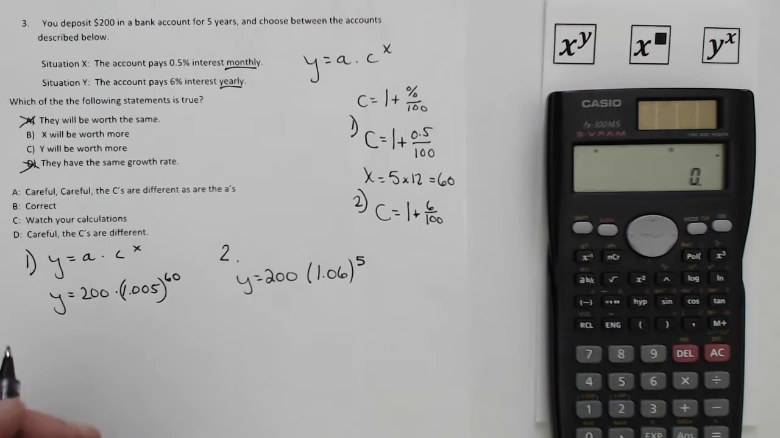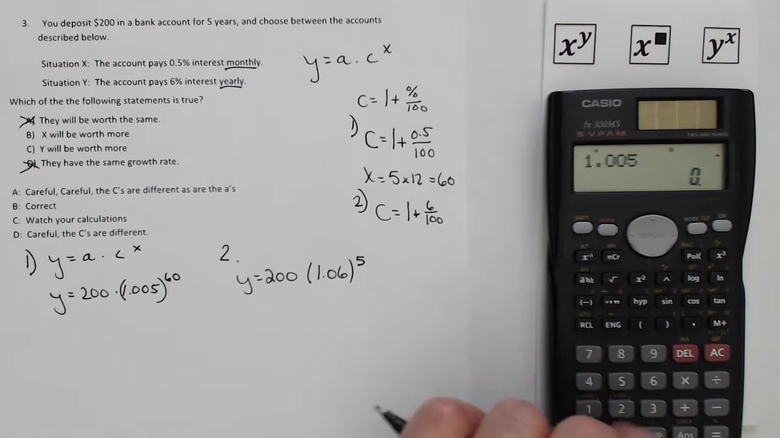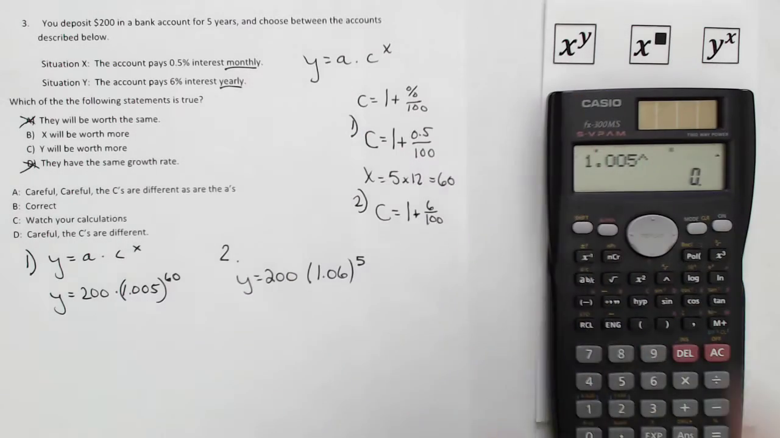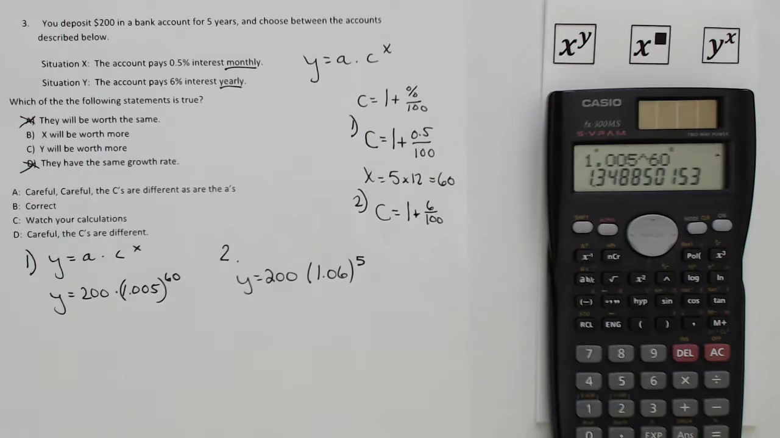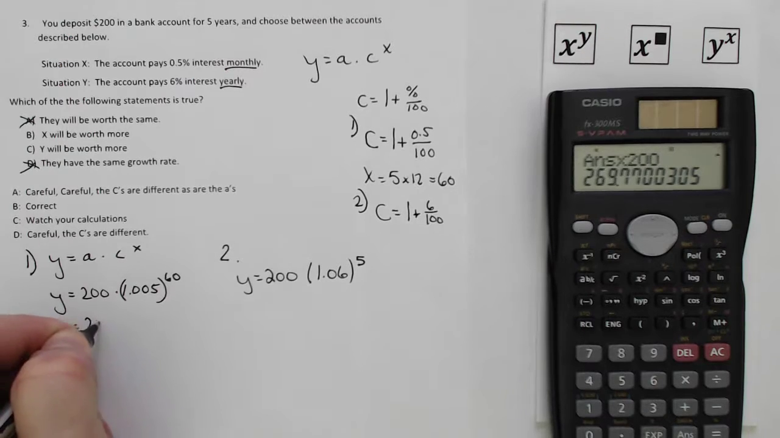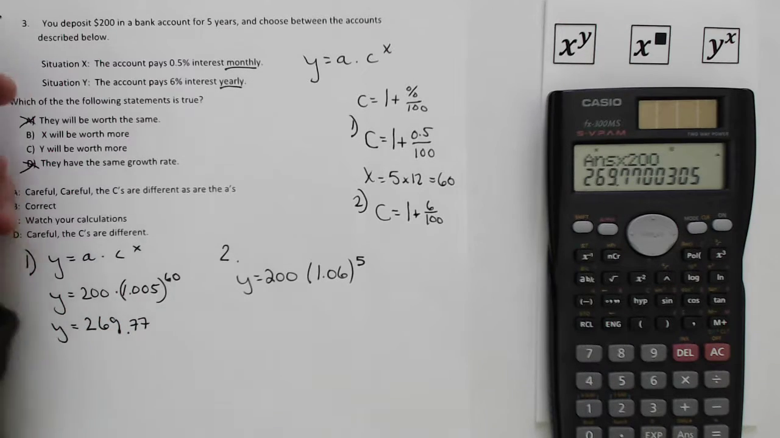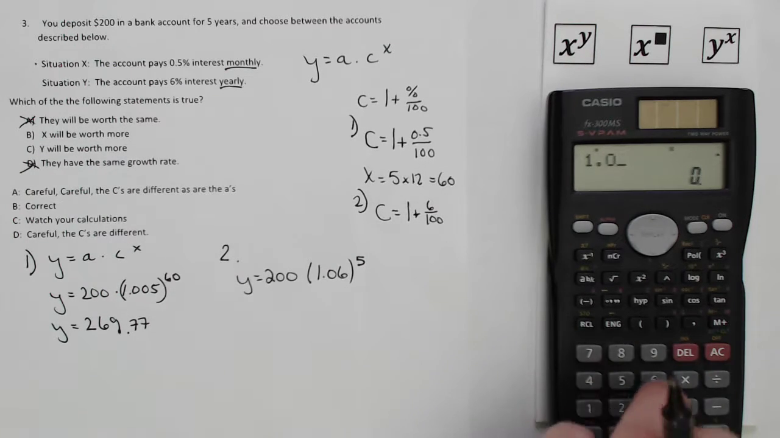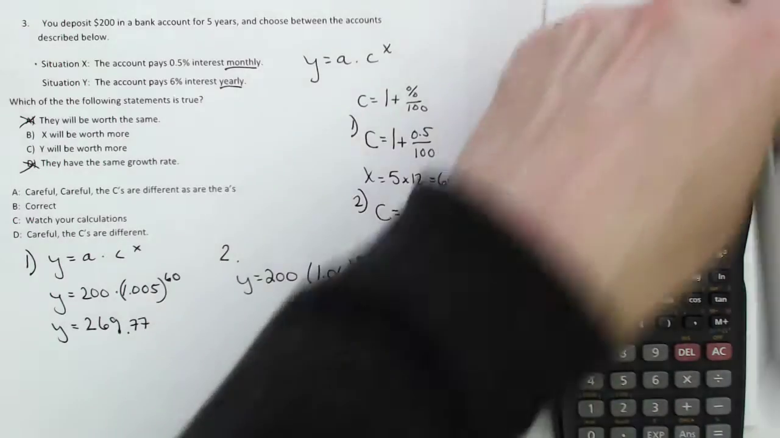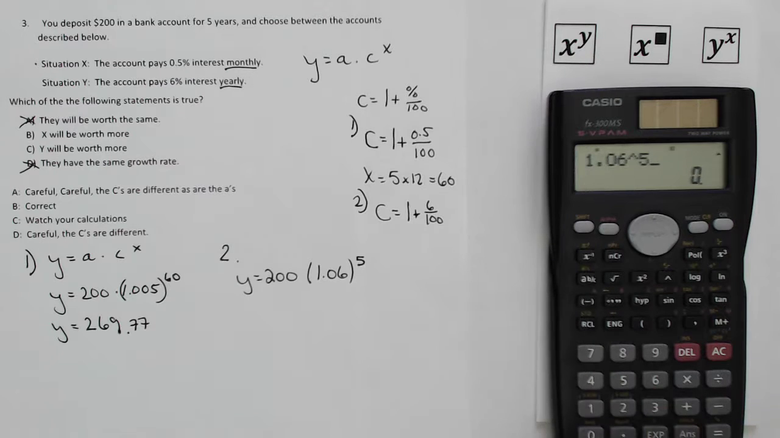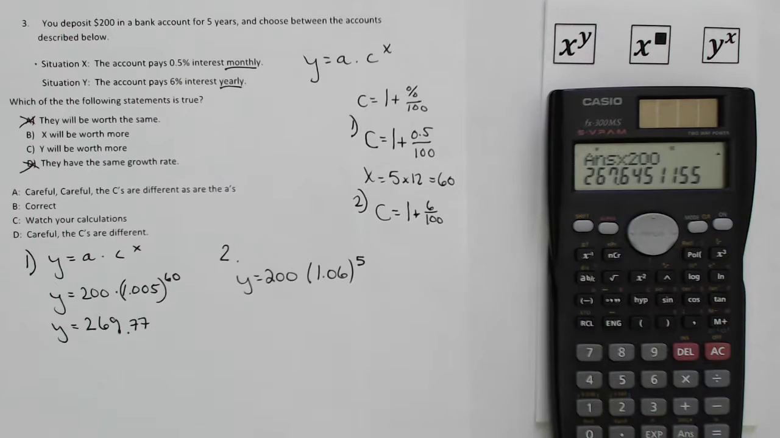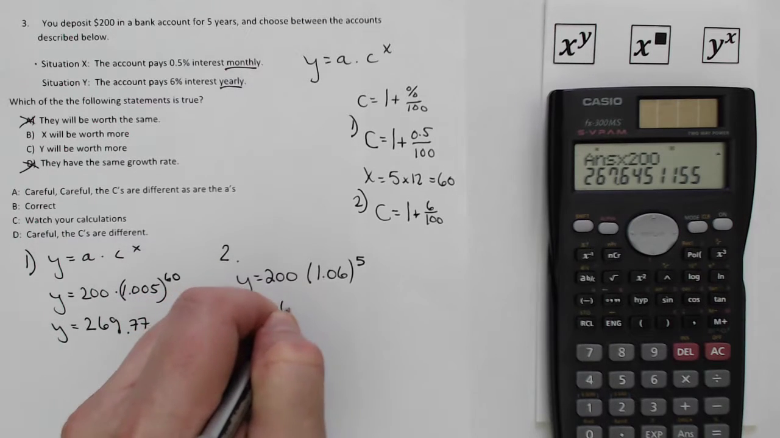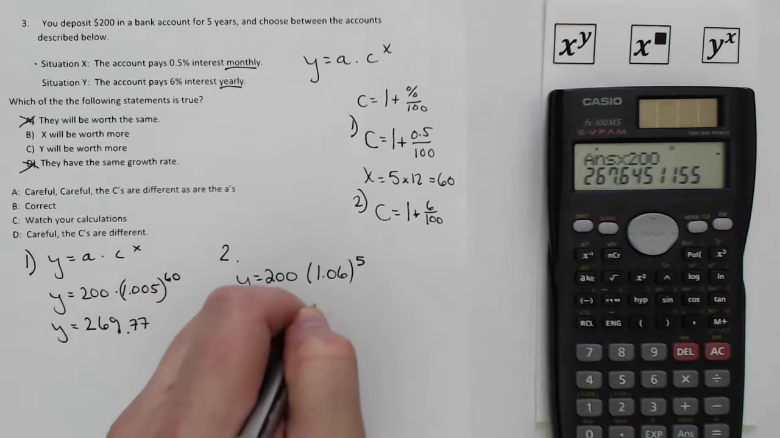So now I'm going to evaluate. 1.005 to the power of 60, using this button on my calculator, or maybe one of those on your calculator. Hit equals, and then times that by the initial value of 200, and you're going to get $269.77 for situation number 1, or what we call x. Number 2 is 1.06 to the power of 5, using the chapeau or one of those buttons if you have them. Hit equals, times it by the 200, and you get 267.65 when you round properly.